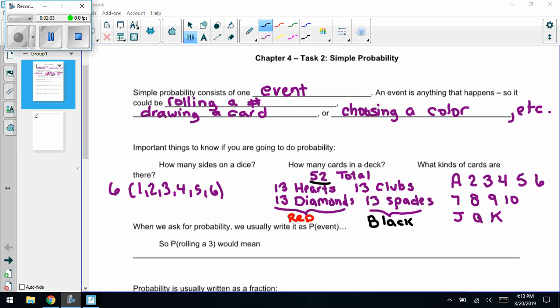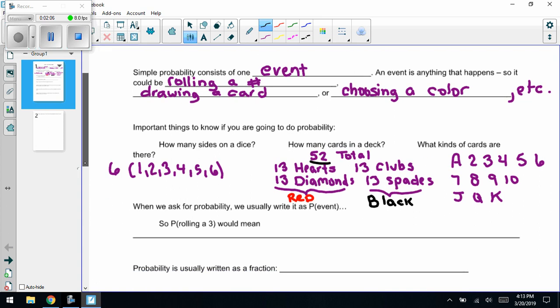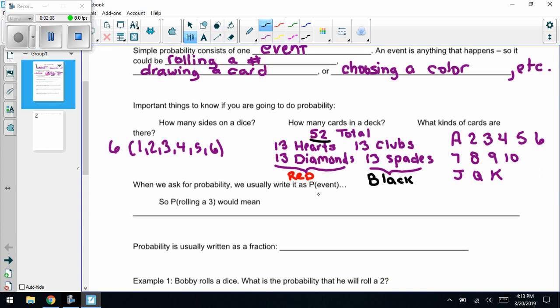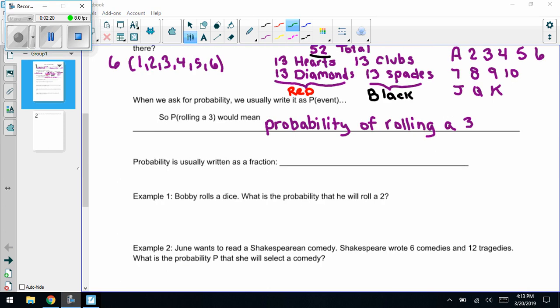So when we ask for probability, we usually see it written as P and then parentheses with an event. So P(rolling a 3) would just mean the probability of rolling a 3. Probability is usually written as a fraction, and on the top of that fraction, you will find the number of outcomes you want, or the number of outcomes you've been asked to find. And then on the bottom will be the number of total things.